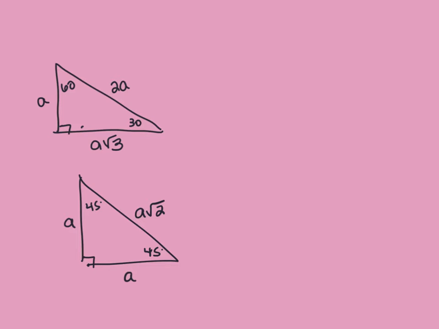Nick? What goes opposite the 90? 2A. Good. Everybody, what goes opposite the 90? 2A. What goes opposite the 30 degrees? A. What goes opposite the 60 degrees? A root 3. What goes opposite the 90 degrees? 2A. Okay, now the 45, 45. What goes opposite the 45? A. Both 45s, right? What goes opposite the 90? We understand? Okay.